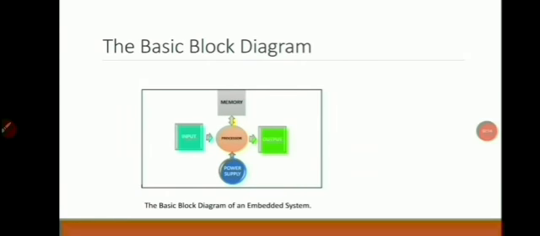This is the basic block diagram of an embedded system. As we can clearly see, there are three major components. The first one is the input module, the second is the processor, and the third is the output module. Memory here is required to store the program. The processor, based upon the input, executes the program stored in the memory and thus gives us the respective output.